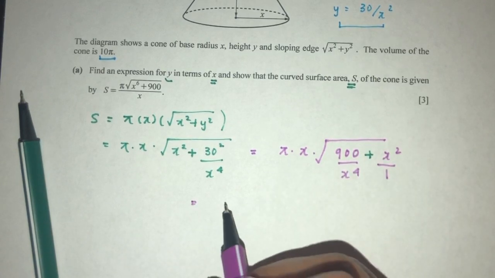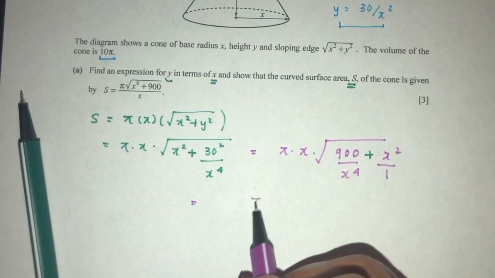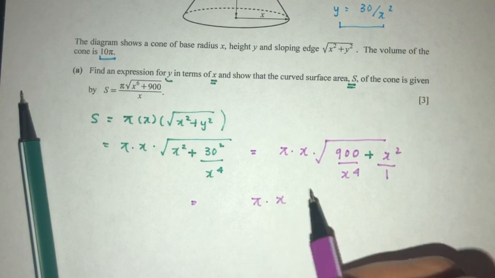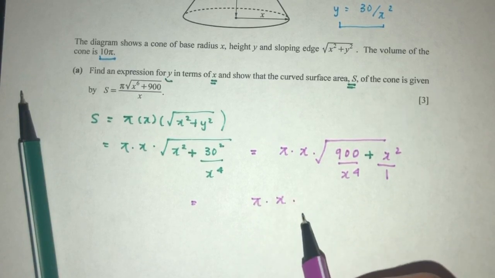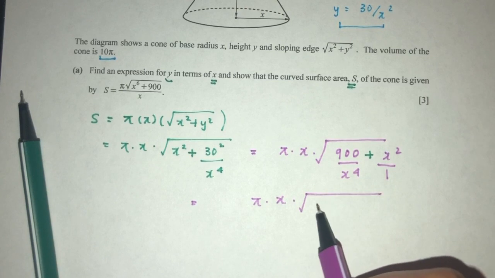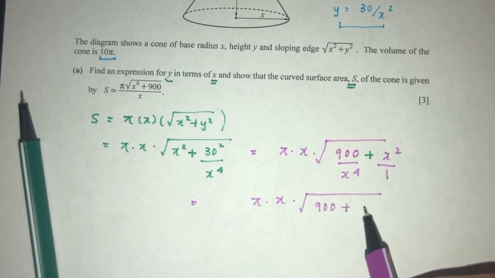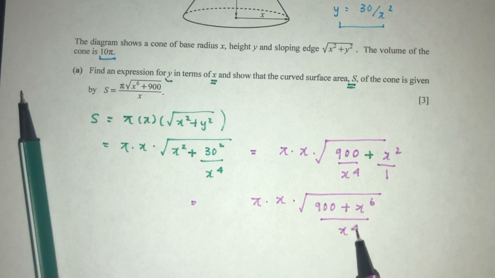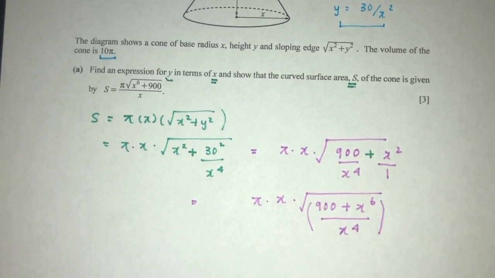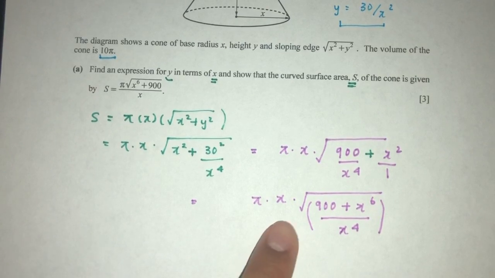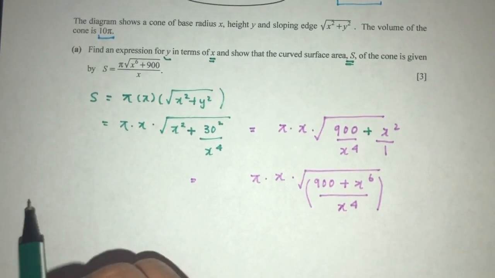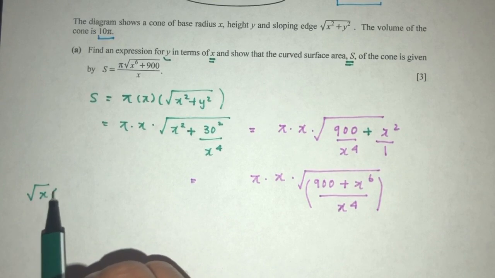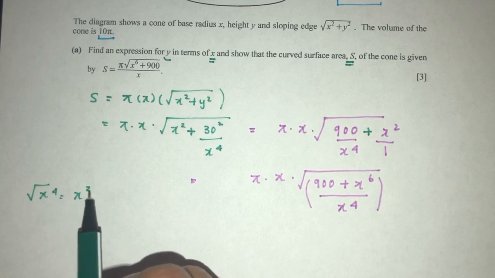Here you will have pi, here we have x, obviously, and then that will be 900 plus x to the power 6 over x to the power 4. Now obviously this is inside the square root. But now we can simplify this, as you can see here. What is the square root of x to the power 4? It will be x squared, right?